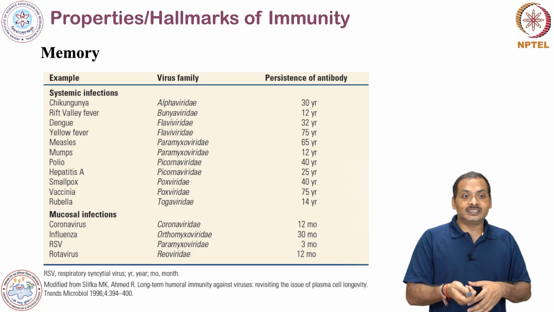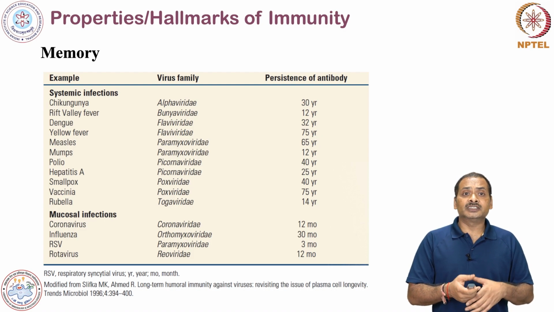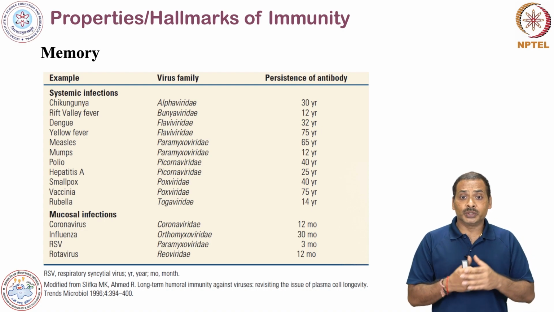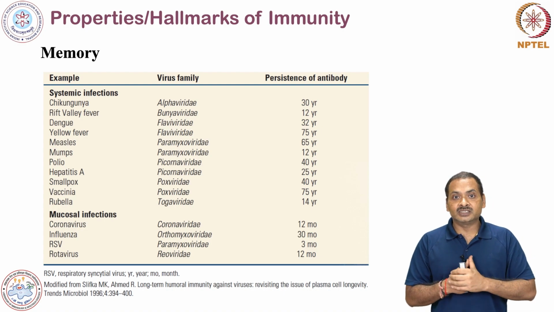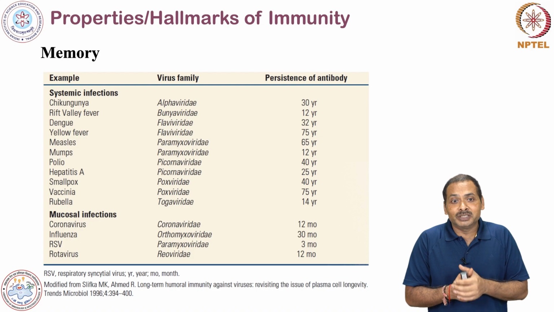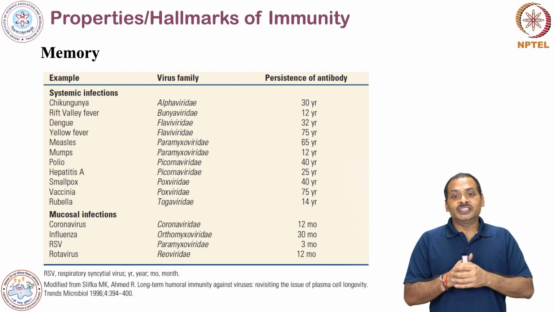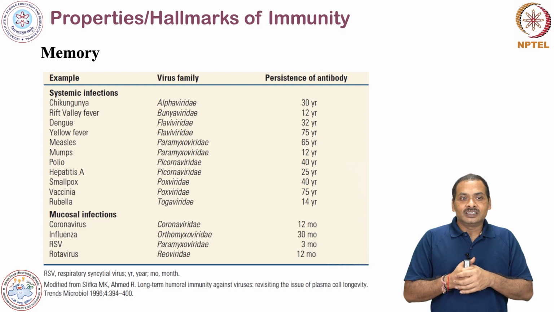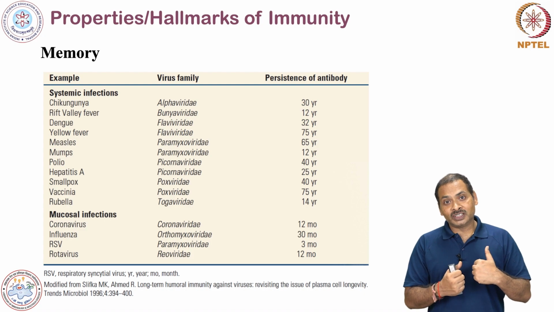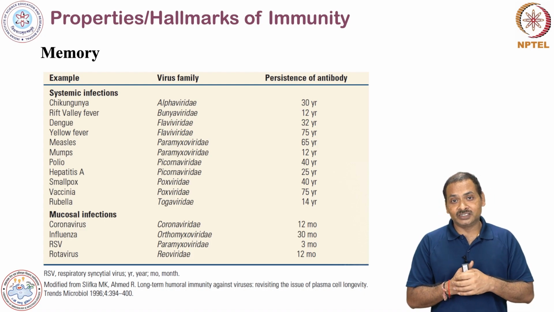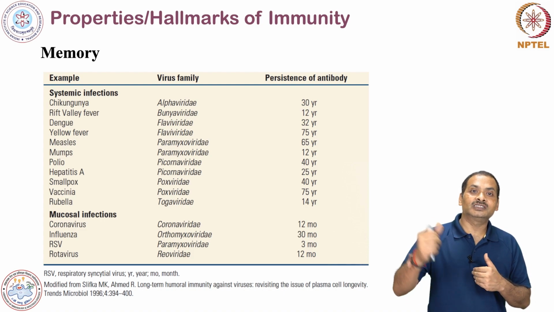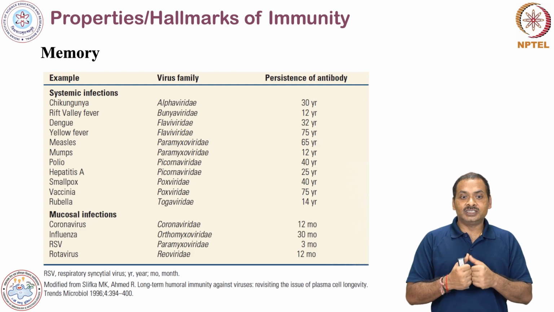So here you can see that there are different ranges of memory in terms of duration. For example, in chikungunya this is 30 years, and for vaccinia virus you have 75 years, which may be more than the age of the individual. So this is very interesting, right? Like yellow fever also, they have 75 years. So if the individual is infected with yellow fever or vaccinia virus early in life, then this antibody will exist throughout his life. So this is very interesting.